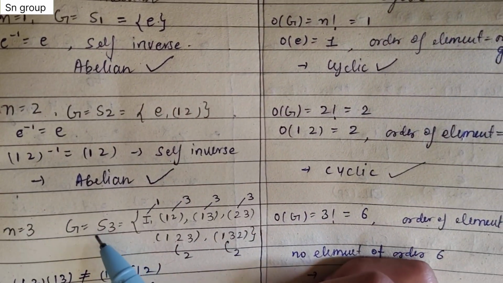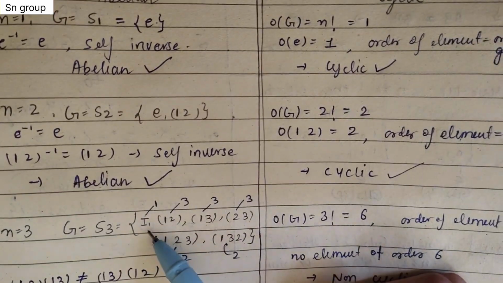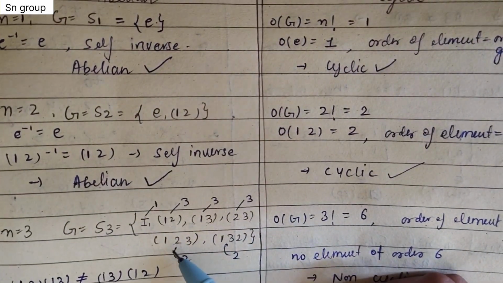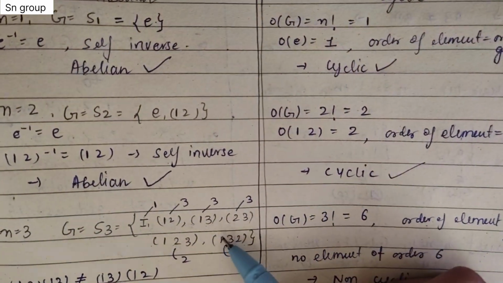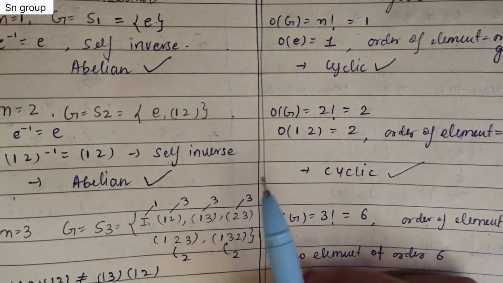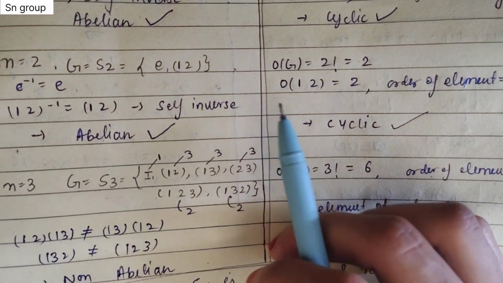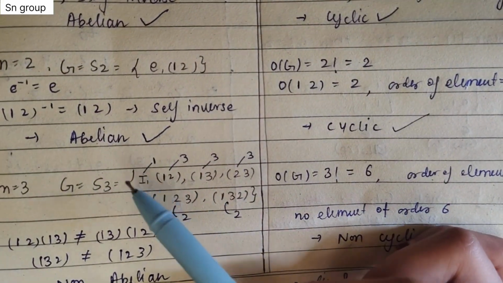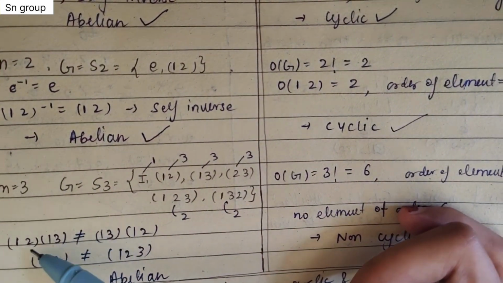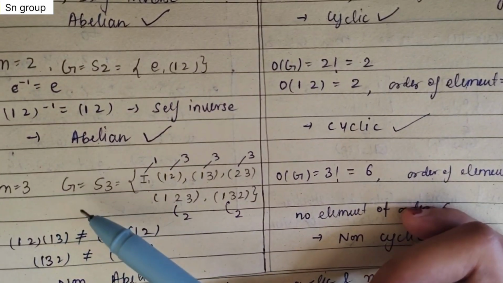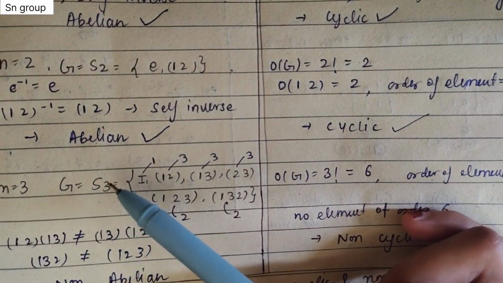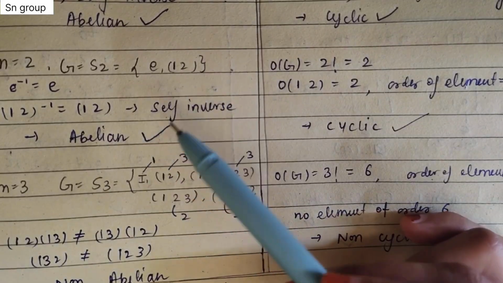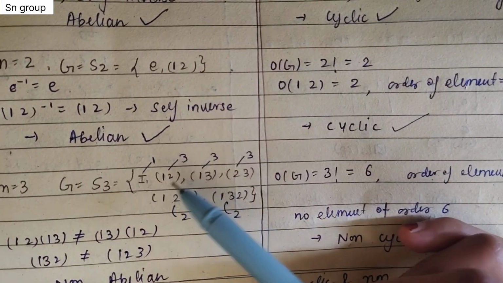Next we have n equals 3, G equals S3. S3 has the elements identity, (1 2), (1 3), (2 3), (1 2 3) and (1 3 2). Total elements are 6, that is 3 factorial, right? Now to check whether it is abelian or not, we can use the definition: if we take two elements A and B and AB is not equal to BA, then we can say it is not abelian. Or we can use the concept that if every element is self-inverse then it is abelian.